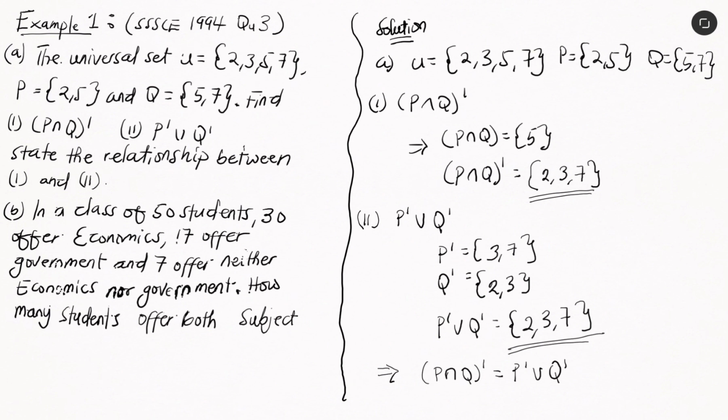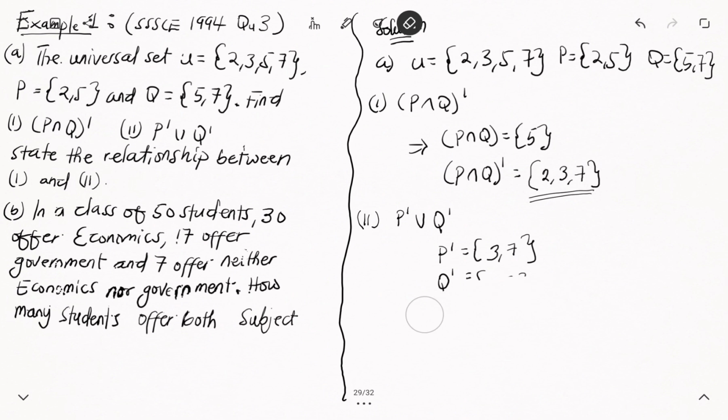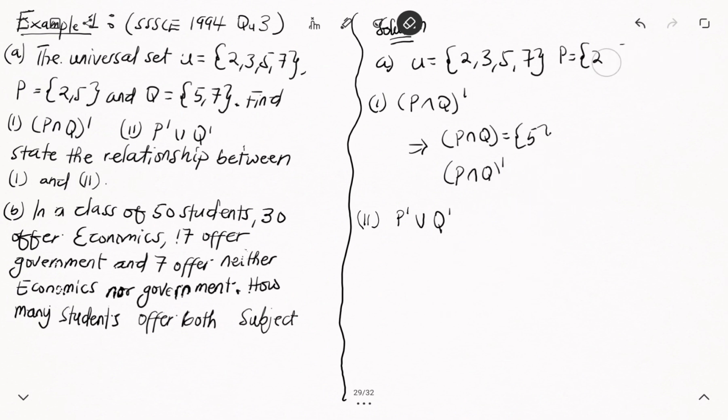All right, so now let's look at the B aspect of the question, which says that in a class of 50 students, 30 offer economics and 17 offer government, and 7 offer neither of both courses, that is economics and government. How many students offer both subjects? So let's look at that. So let me quickly get some space over here, and then we proceed to look at the solution to this problem.